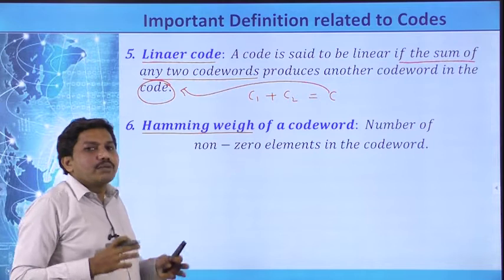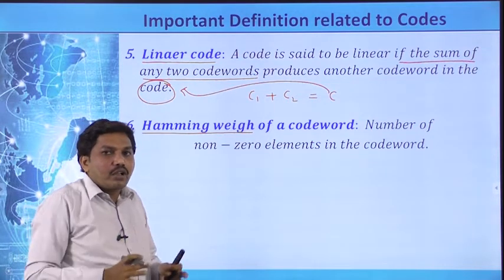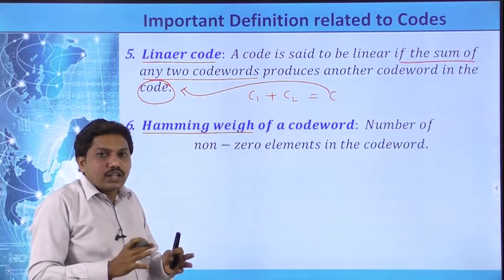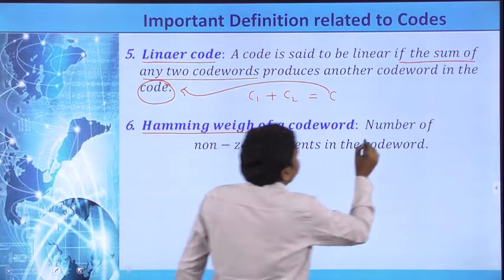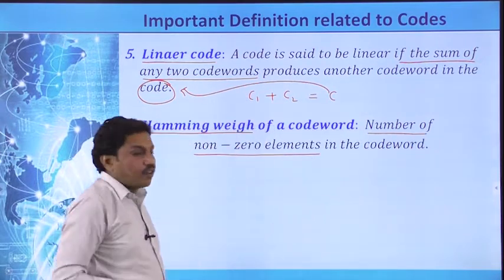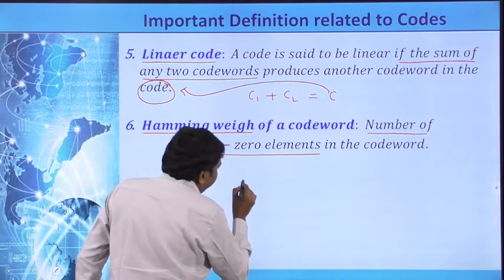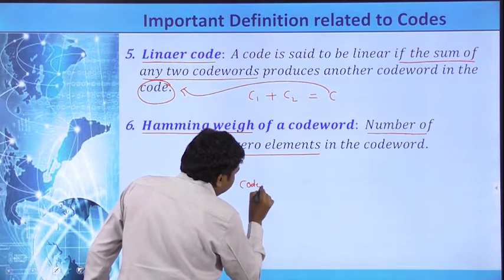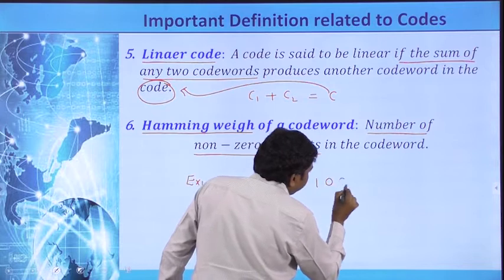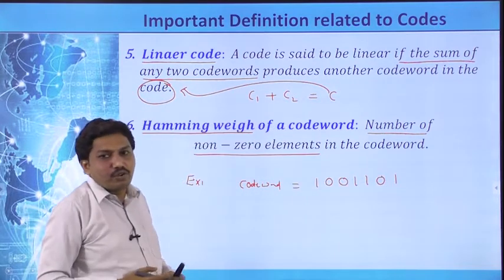Next one is Hamming weight of a code word. What do you mean by Hamming weight? Hamming weight is nothing but the number of non-zero components or non-zero elements in the code word. For example, I am assuming the code word is like this: 1 0 0 1 1 0 1. I am assuming that this is one of the code words.